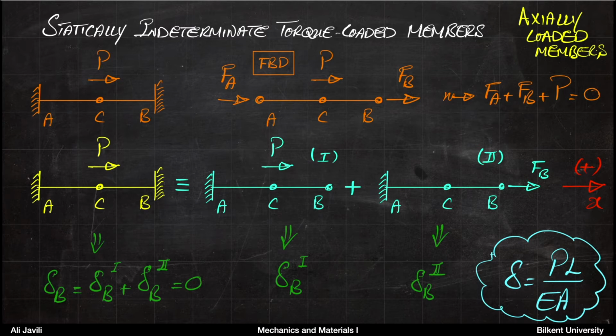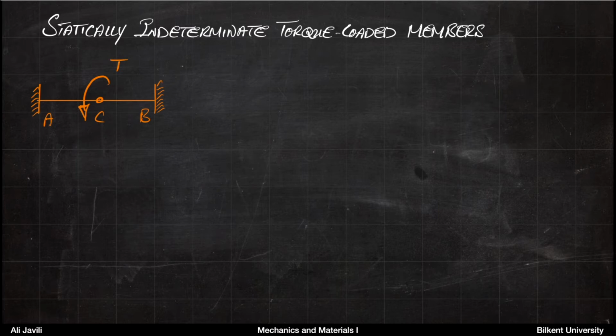What we want to do now is to take this view and extend it to a torque-loaded problem. So now think about a similar problem like before. Now you have a shaft between points A and B, and assume that the shaft is fixed at both supports A and B. And then at a point C somewhere in the middle, you apply a torque. So in the previous problem, we applied a force. Now you apply a torque. So we are dealing with a torque-loaded member instead of an axially loaded member.